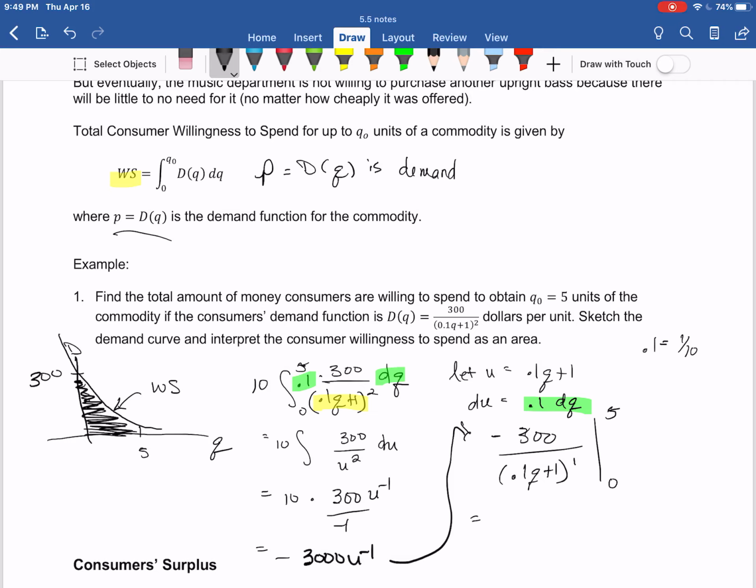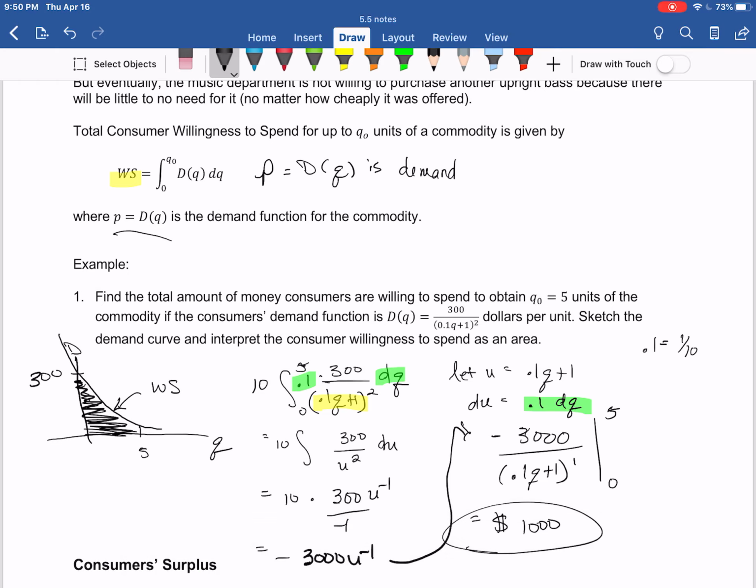So remember, you take the upper limit, subtract the lower limit. I believe I'm off by a 0 right there. Okay, you will end up getting 1,000. Don't forget to substitute the 5 and then the 0 and subtract those two answers, top minus bottom. And so the amount that the consumers are willing to spend is $1,000 to purchase up to 5 units. They're not willing to spend anything more than that. So that's consumer willingness to spend.